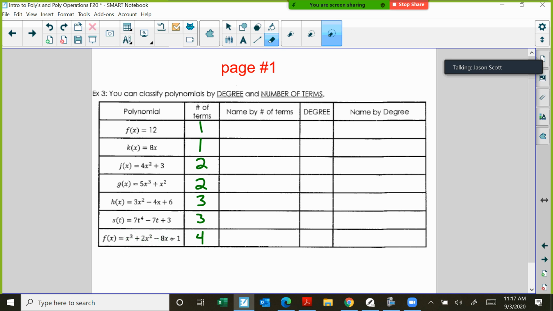We can call these things by their name. So a few minutes ago, you guys told me trinomial. I think you're pretty astute to know that something with 3 terms is called a trinomial. This is also a trinomial because it has 3 terms. I think y'all got that. I think you understand that.